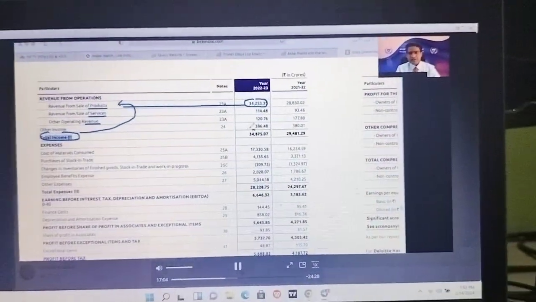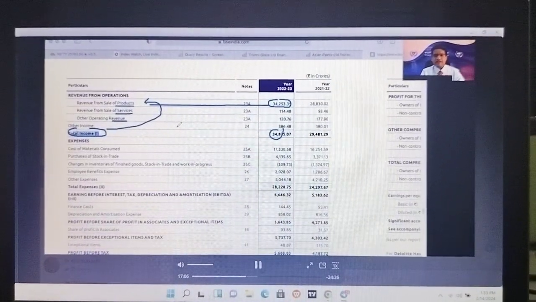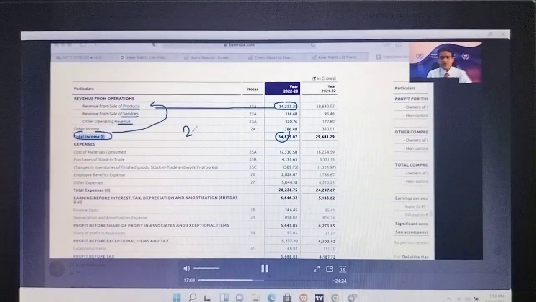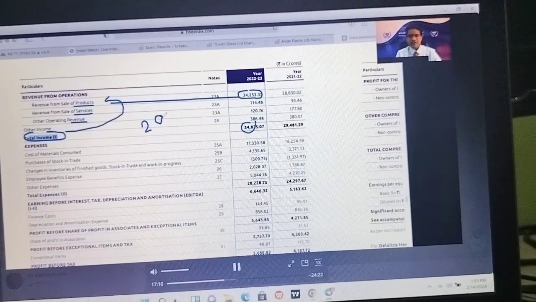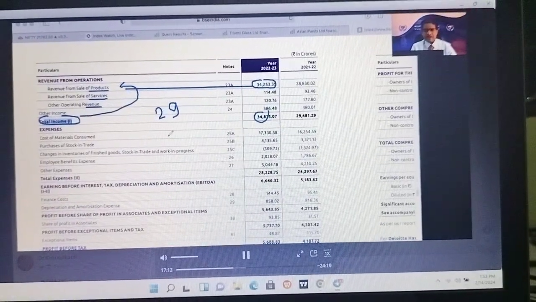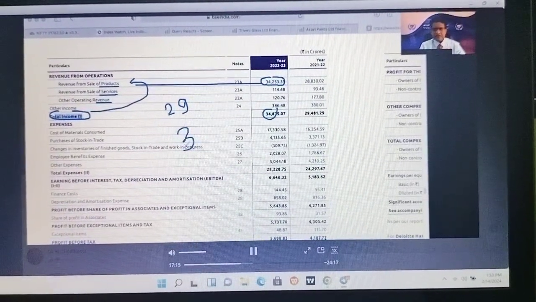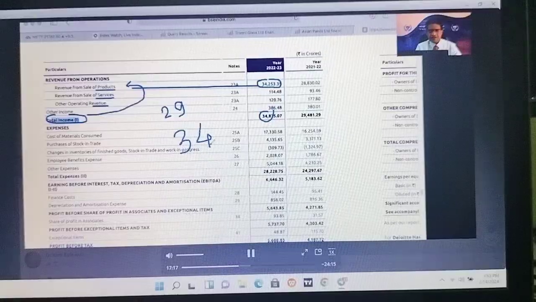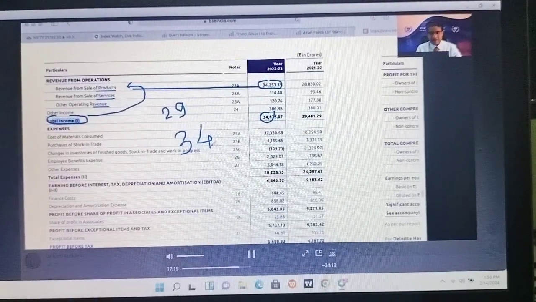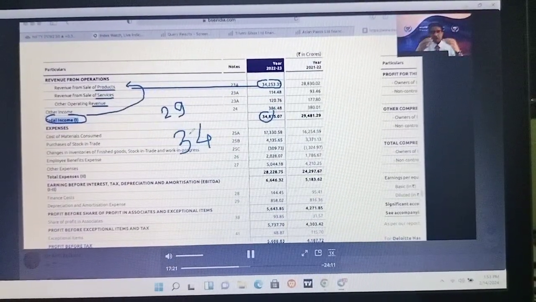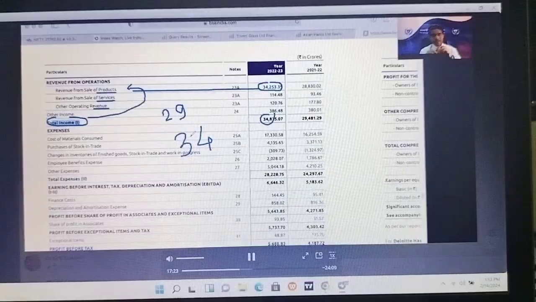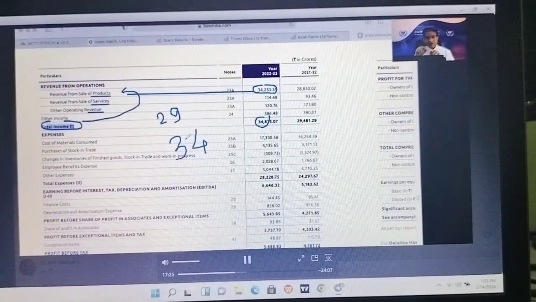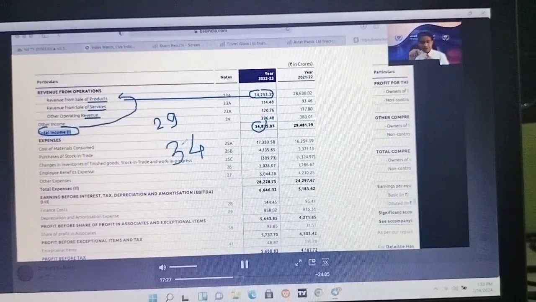So my question to you, take a calculator: in 2022 the sales or top line was 29, and in 23 it is 34. How much is the increase in percentage? Sales growth rate. Now you calculate, you will understand. What you are doing here is finding out the growth rate.